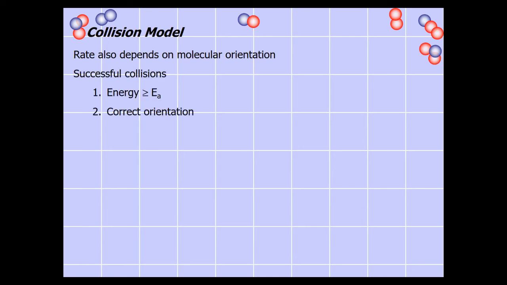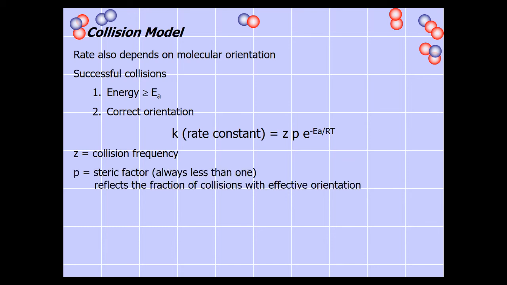All right, so in order for collisions to be successful, the energy has to meet or exceed the activation energy when they collide. And the two molecules have to have a specific orientation in order to make products. Okay, so k we know is our rate constant. And then we have some new variables here for us to talk about. So Z represents the collision frequency, so how often they collide. P is the steric factor, which is really telling us the fraction of collisions that have effective orientation.